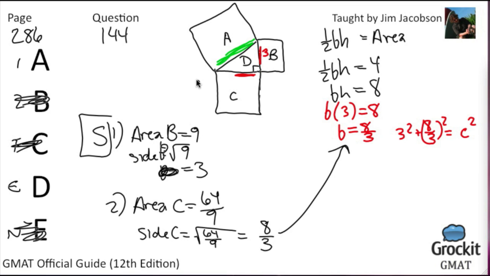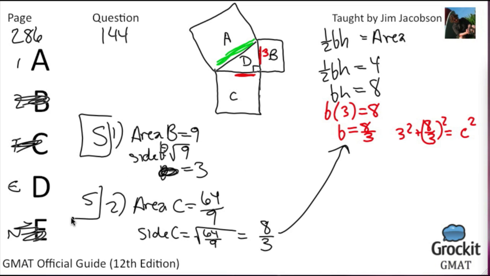Remember, the problems are internally consistent. That is to say, if statement 1 tells you that the base is 8/3, a sufficient statement for statement 2 will not give you some other number for the base. So knowing that we came up with the same one tells us that we were on the right track.